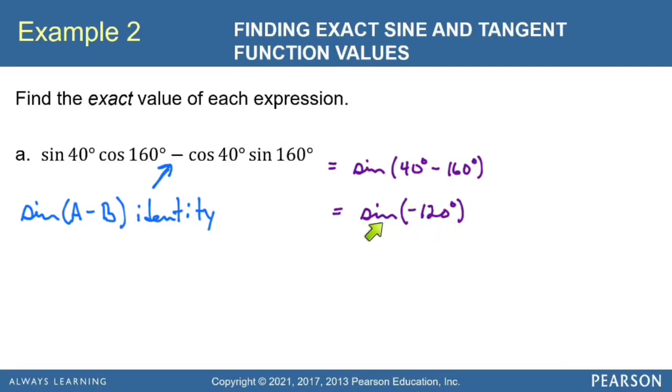And we can figure out this exact function value using reference angles. Let's draw a diagram. So a negative 120 degree angle would go clockwise 120 degrees. That would put it in quadrant 3, and you can see that there will be here a 60 degree reference angle. Now sine values are negative in quadrant 3, so the sine of negative 120 degrees is going to be negative sine of 60 degrees, which is square root of 3 over 2. And so this original expression from part A is equal to negative square root of 3 over 2.